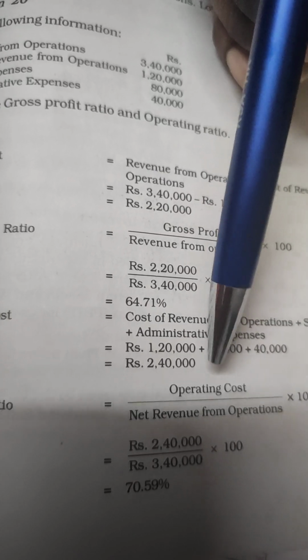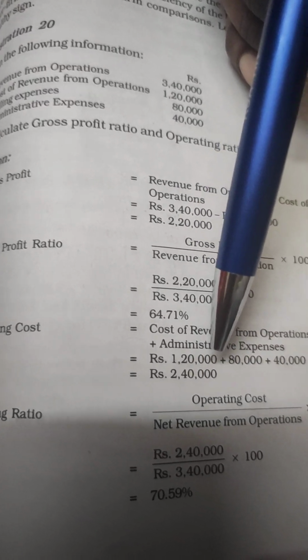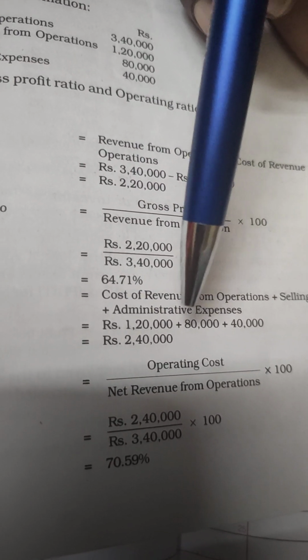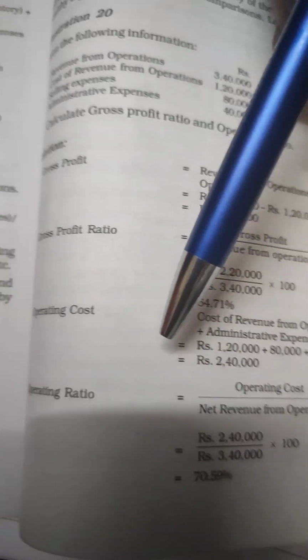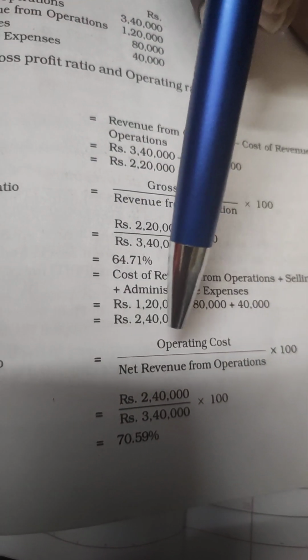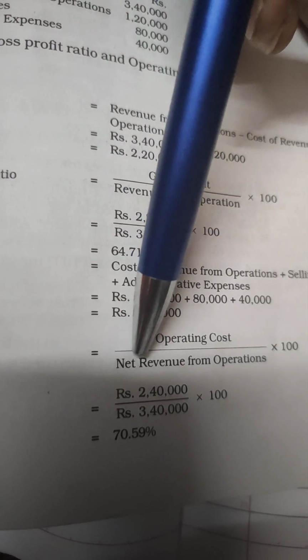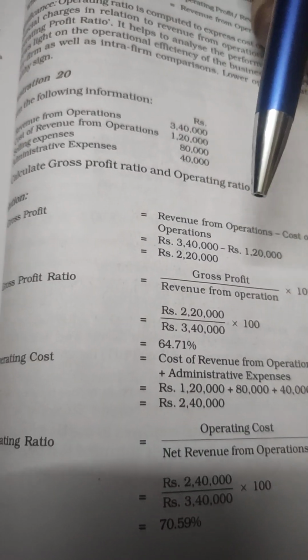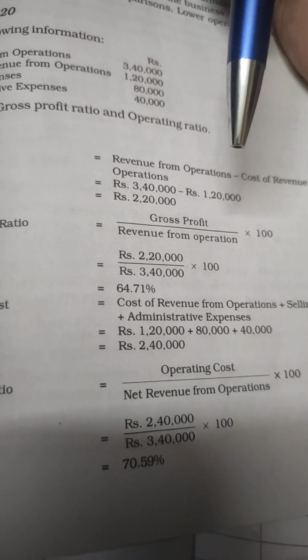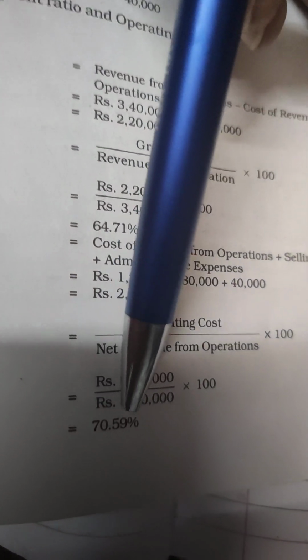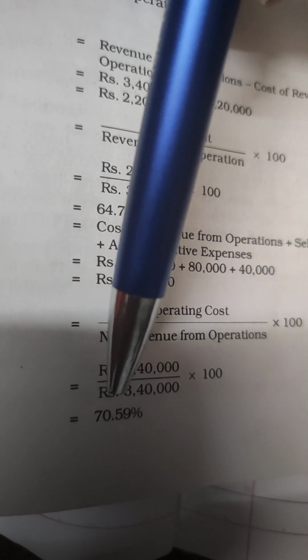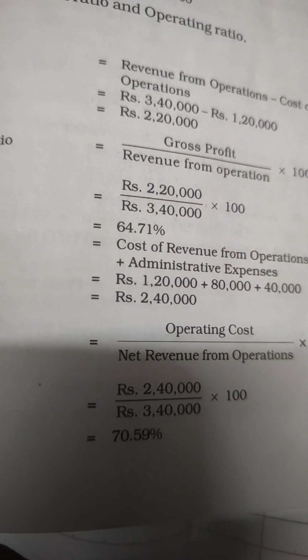Then coming to our formula, operating ratio is equal to operating cost, which we have already found, 2,40,000, divided by revenue from operations, that is 3,40,000, into 100. The resulting amount will be 70.59%.